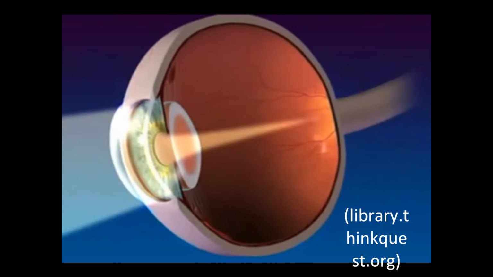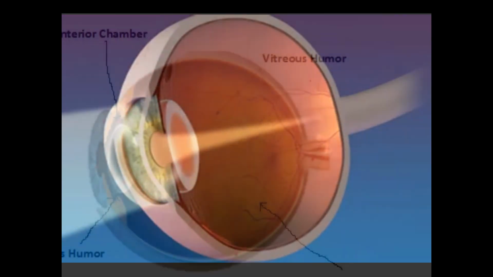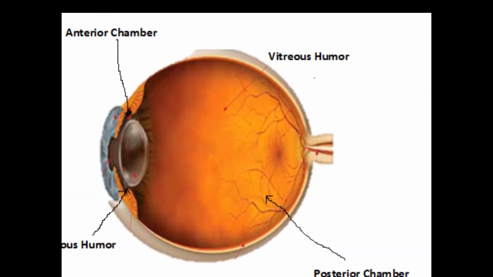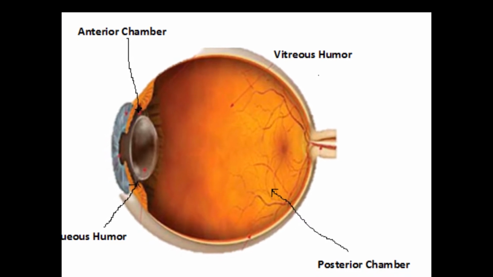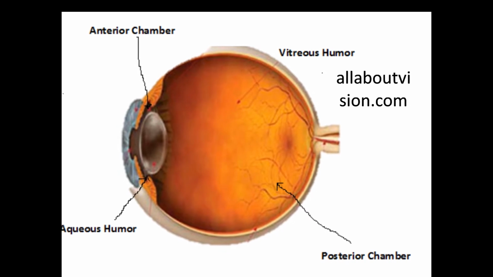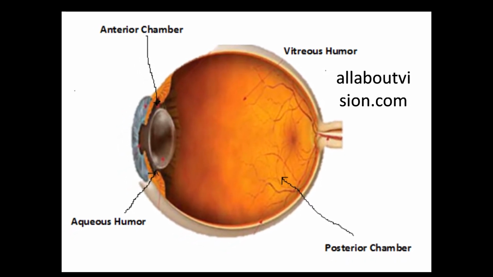The lens is a transparent, flexible, biconvex structure that bends or refracts light rays so that they can focus on the nerve cells of the retina. The chambers are filled with a watery fluid that helps reflect light rays as well as give shape to the eye. The anterior fluid is called the aqueous humor. The posterior fluid is called the vitreous humor.